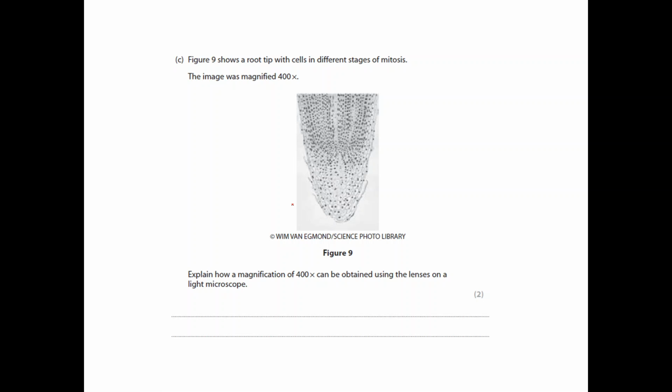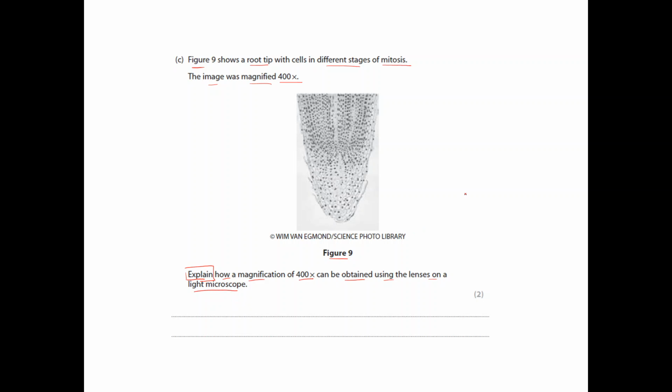Next question. Figure 9 shows a root tip with cells in different stages of mitosis. So key area here, root tip and different stages of mitosis. The image was magnified by 400 times. Explain, key command word there, how magnification of 400 times can be obtained using lenses on a light microscope.